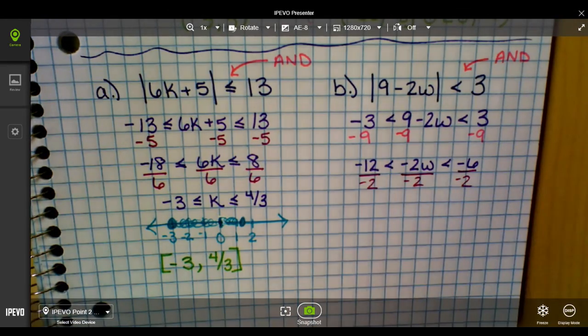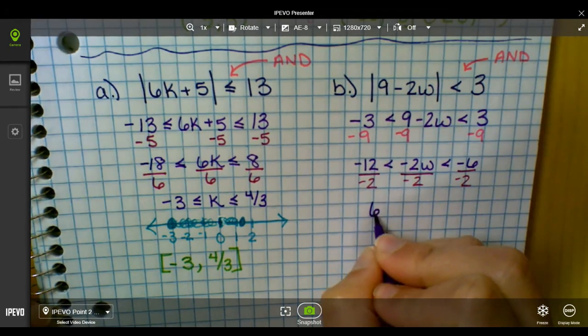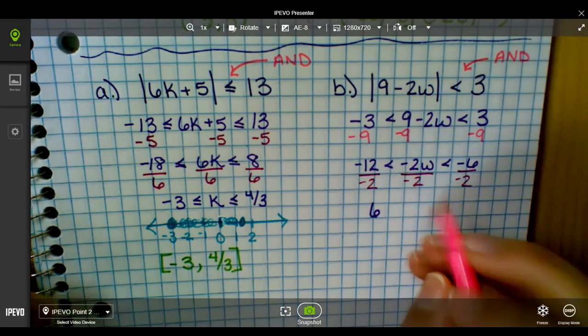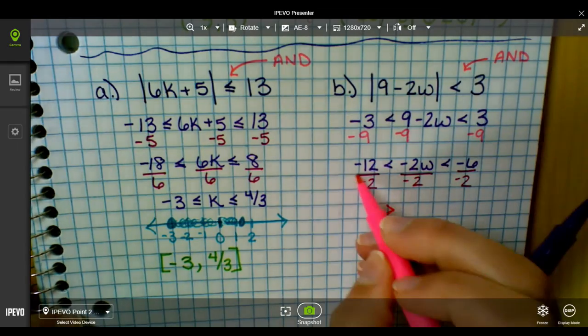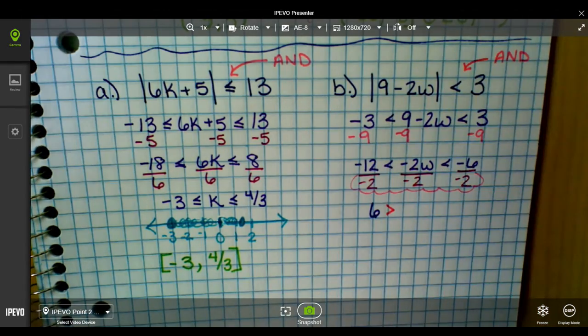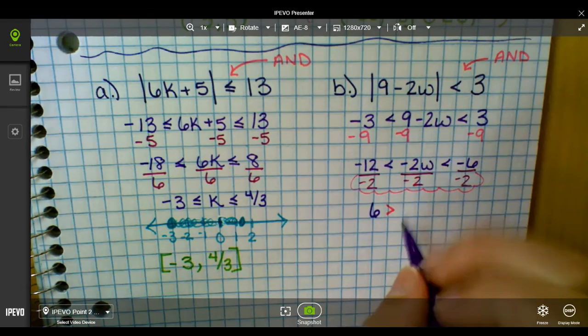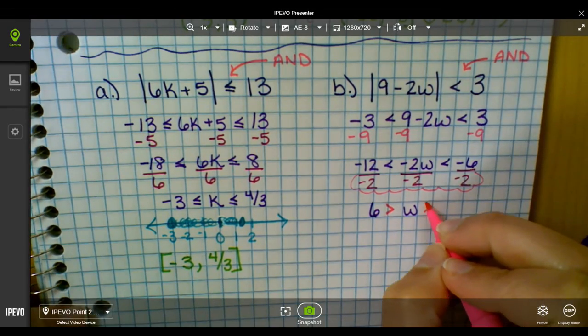All right, now pay attention to this over here because now I'm dividing by a negative number. So I am going to have 6 over here, but I have to flip my inequality signs because I am dividing by a negative number. So those rules, whenever you're dealing with inequalities, they still apply if you're multiplying or dividing by a negative number. So that's going to happen to both of these guys.